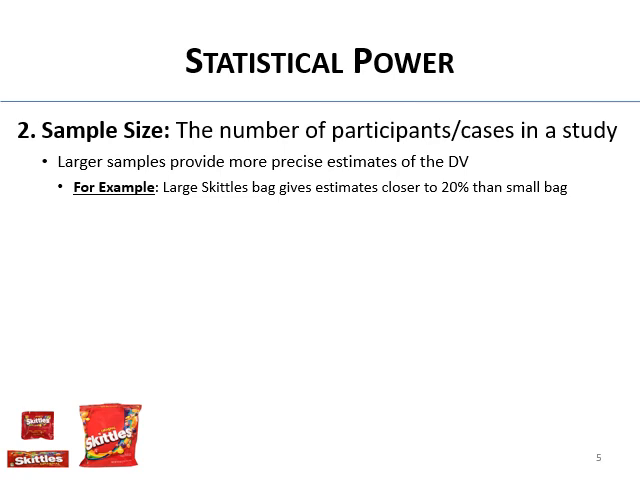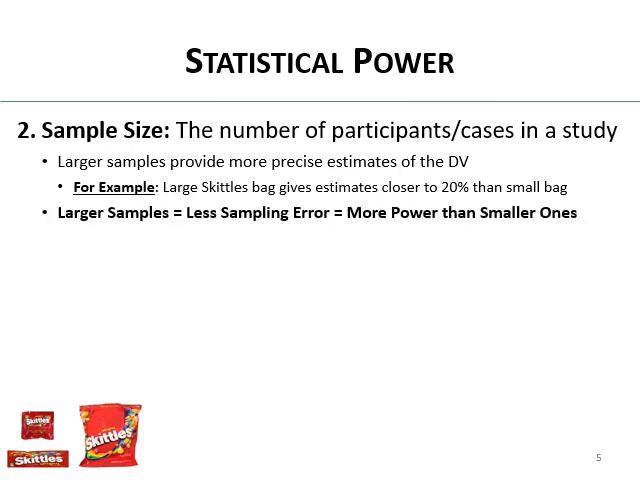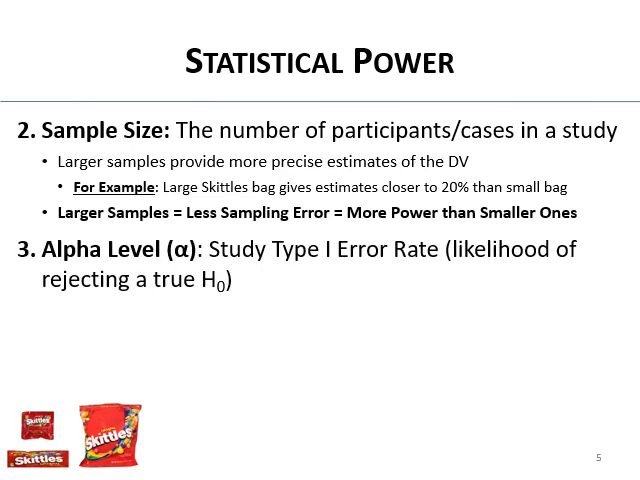Which is my example right here. So you can get a gigantic bag, and you know what? You're probably going to get 20% of each color in those huge bags versus the normal or the tiny snack size one. So because larger samples have less random error, that is sampling error from sample to sample, they have more power than smaller sample sizes.